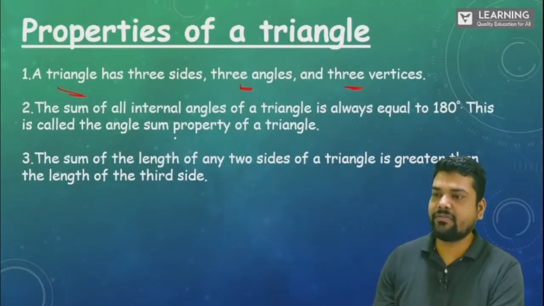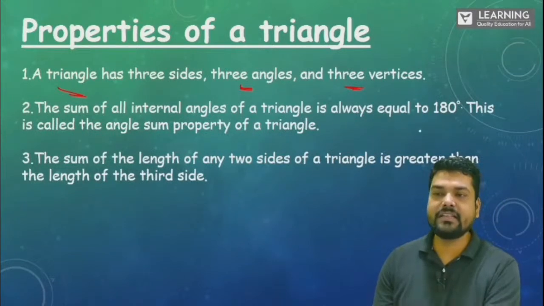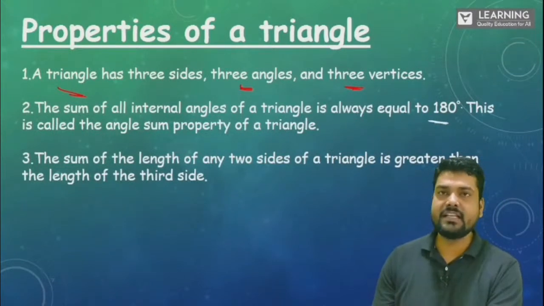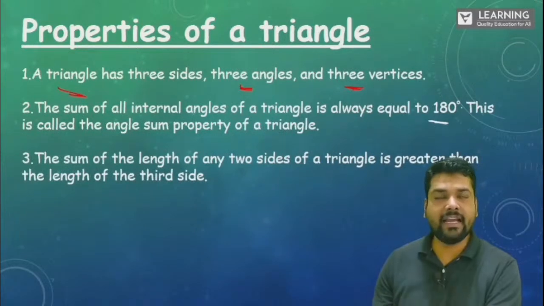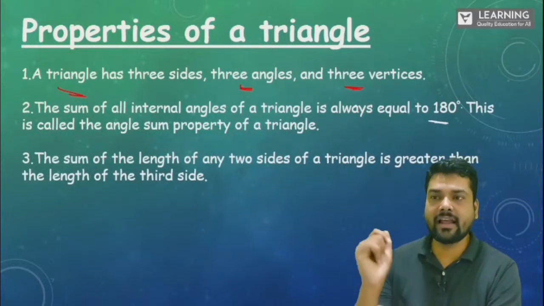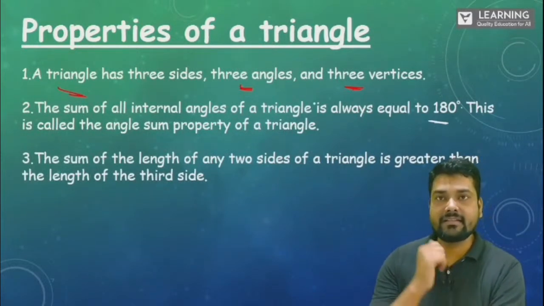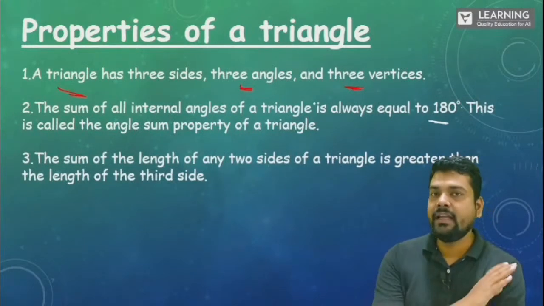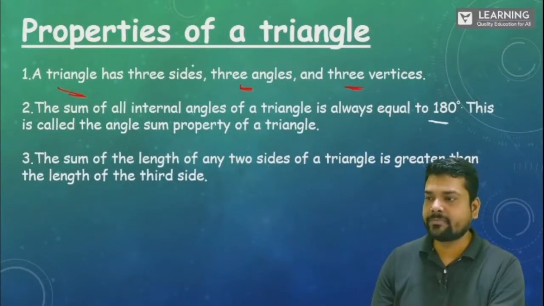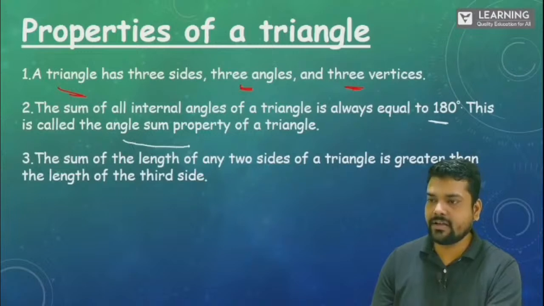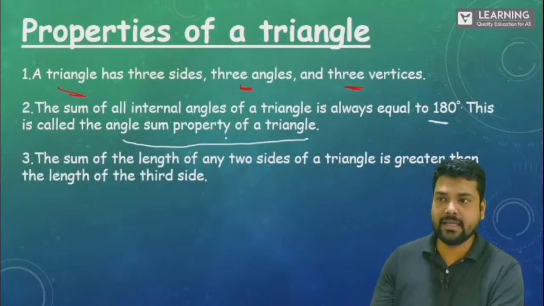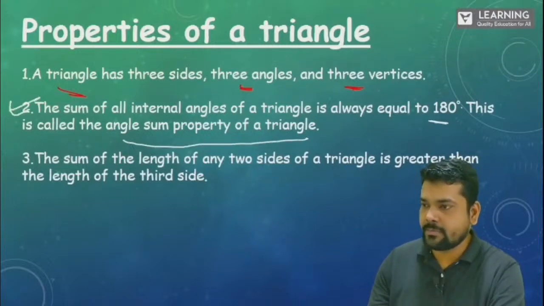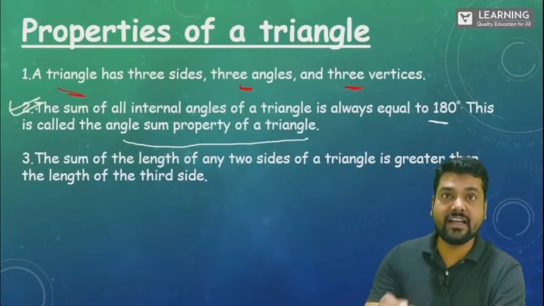Now, the sum of all interior angles of a triangle is always equal to 180 degrees. So that is by default when we are talking about a triangle. Any triangle, if you measure all the interior angles, the answer will be 180. If it is greater than 180 or less than 180, it will never be a triangle. Okay, this is called the angle sum property of a triangle. That is very important. So point number 2 is actually very important.